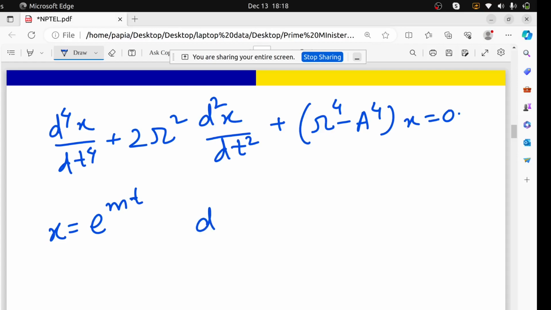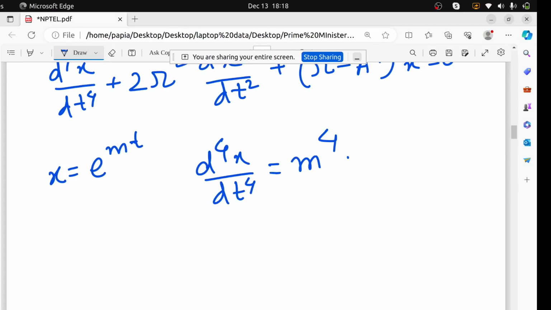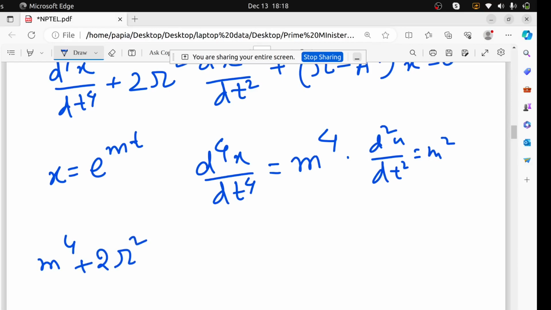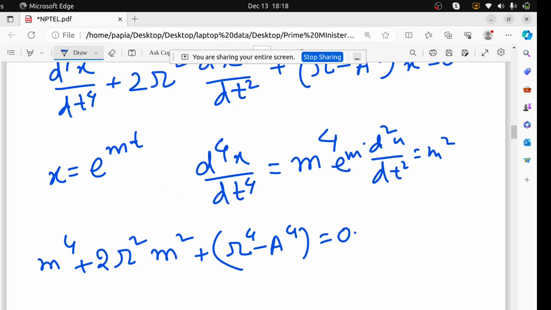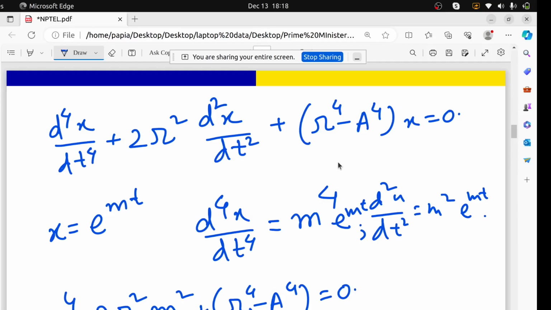Then d⁴x/dt⁴, what will be this one? m to the power 4, right? So similarly d²x/dt² will be m². So m⁴ plus 2ω²m² plus ω⁴ minus a⁴ equals 0. I think you all understand that one. Basically it will be e to the power mt also, here also e to the power mt. But when we are putting it here, then e to the power mt will cancel out from both of the terms.